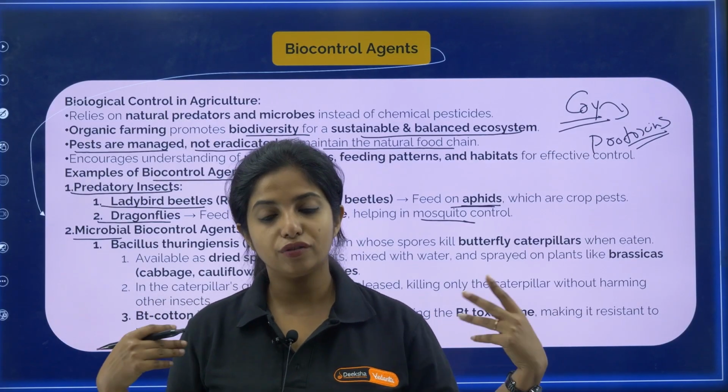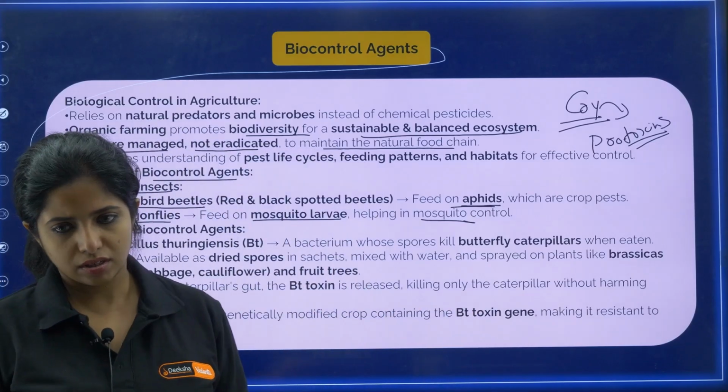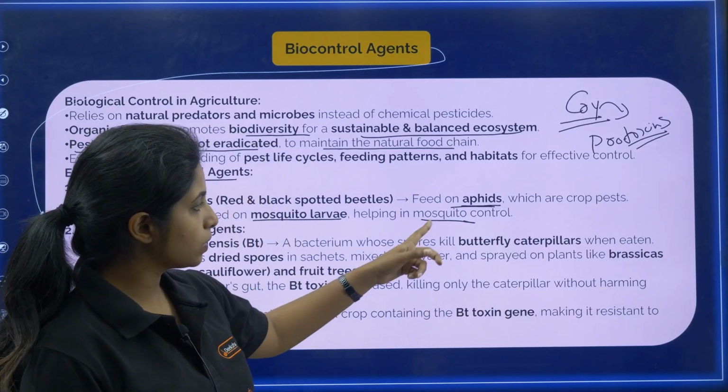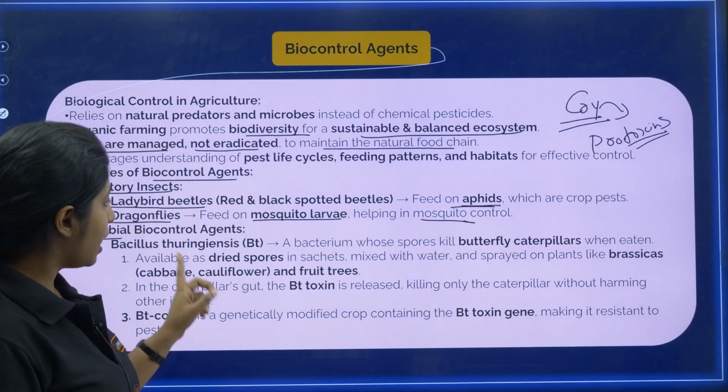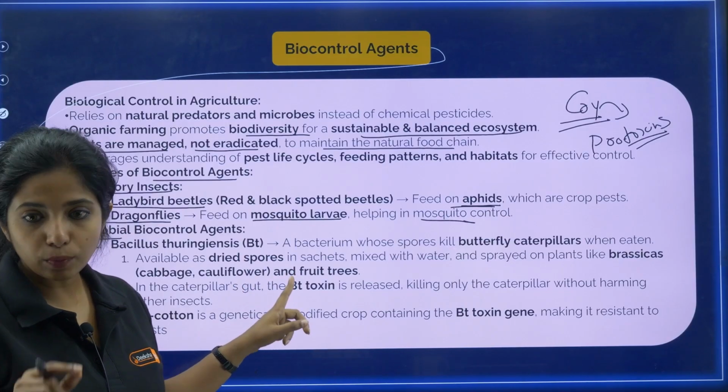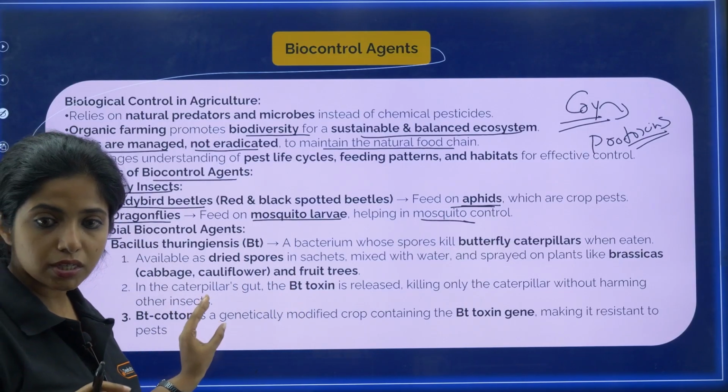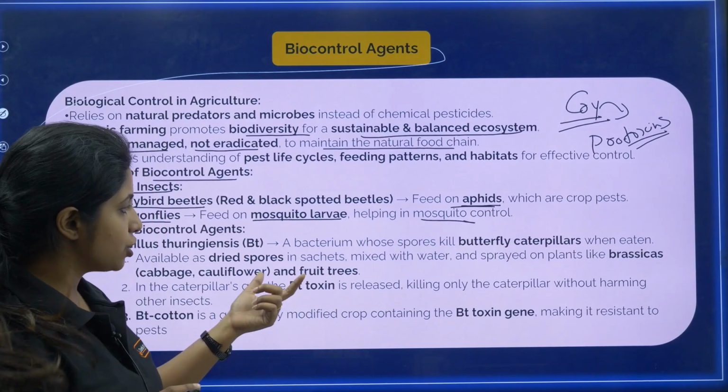Okay, it is going to die. So basically, how do we use this? It is a bacterium whose spores kill butterfly caterpillars when eaten. Bacillus thuringiensis is available as dried spores in sachets and things like that.